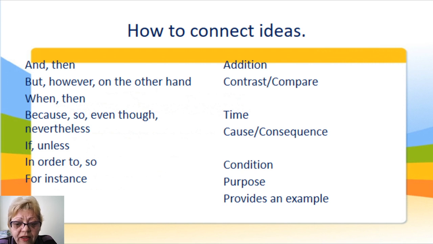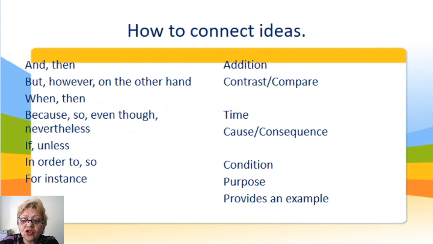Because, so, even though, nevertheless, it's time. Да, время. Sorry. When, then, time. I missed it. Because, so, even though, nevertheless, it's cause, consequences. Это причина, последствия. Да, because. Потому что, yes. So, таким образом, even though, хотя, nevertheless, несмотря на что-то. The next, condition, if, unless, да, если, пока не, это условие. In order to, so, its purpose, aim, да, когда мы говорим, с какой целью что-то там происходит, это у нас условие, condition. And for instance, it just provides an example. For instance, for example.